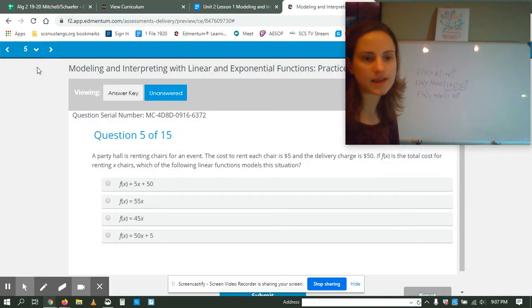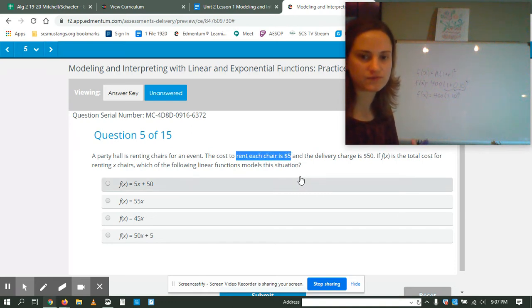Okay. Looking at 5, this one is going to be a linear change. A party hall is renting chairs for an event. The cost to rent each chair is $5 and the delivery charge is $50. Because there's an exact value when they say the cost to rent each chair is $5, you could say, if I rent 1, it would be exactly this. If I rented 2, it would be exactly this. You can figure out what the value is without having to know the one before. That's what makes this one linear.